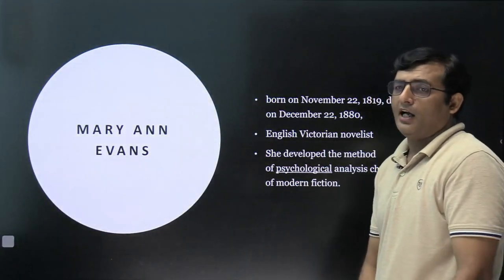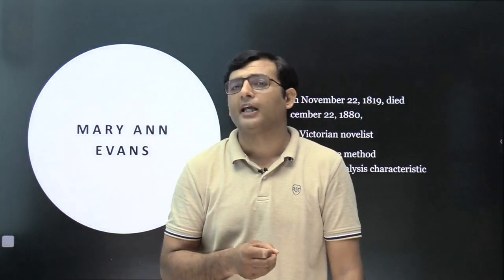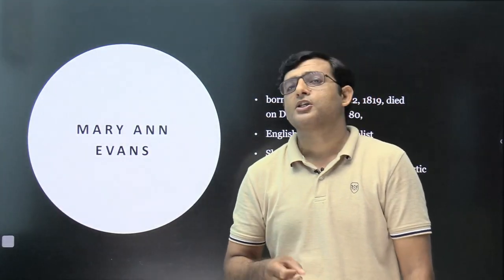on her as a novelist. Her real name was Mary Ann Evans. She was a Victorian, she was a radical, she was an agnostic, and in her novels she discussed the reality of the society. What was happening in the society was the subject matter of George Eliot's novel.